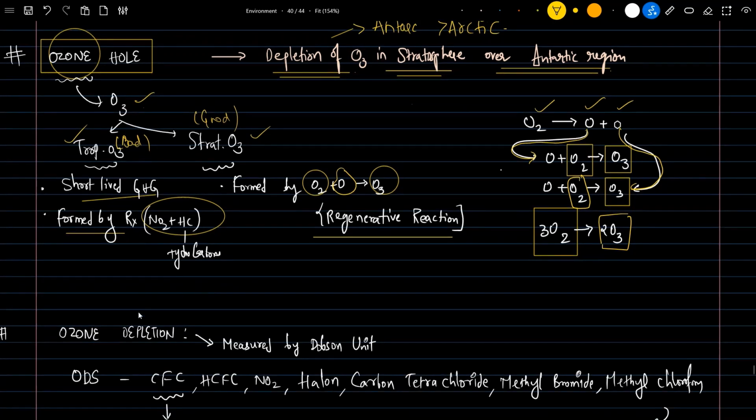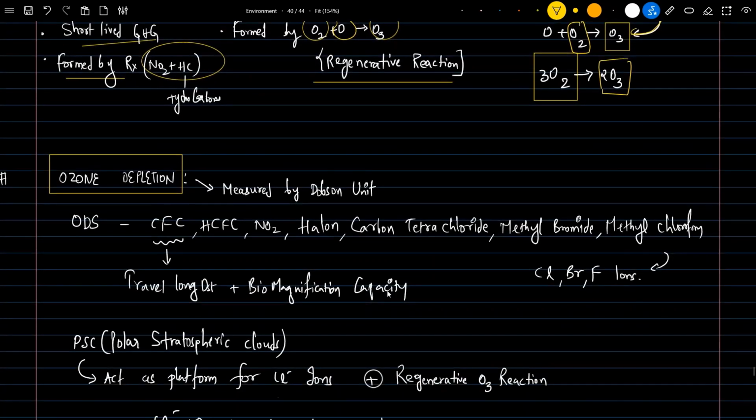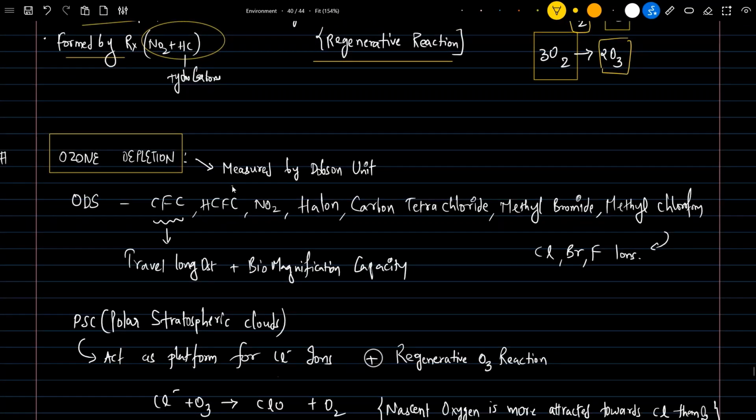Next is ozone depletion. What does ozone depletion mean? We understood the ozone hole, and the ozone hole is nothing but ozone depletion. We will see it in detail. We measure this ozone depletion based on the Dobson unit.